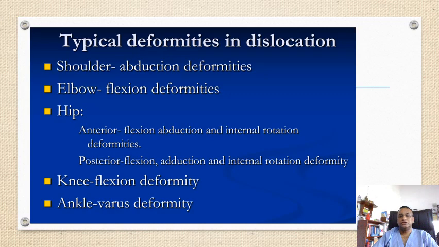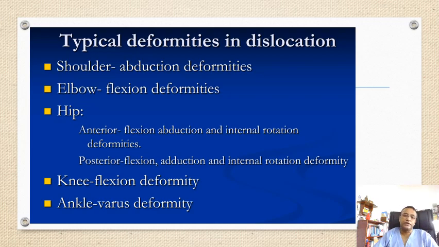So then these are the typical deformities in dislocation. Each joint is held in a typical position. So once you see this, you can think, yes, there's a dislocation. Shoulder is usually held in an abducted position. Elbow in a flexion deformity.